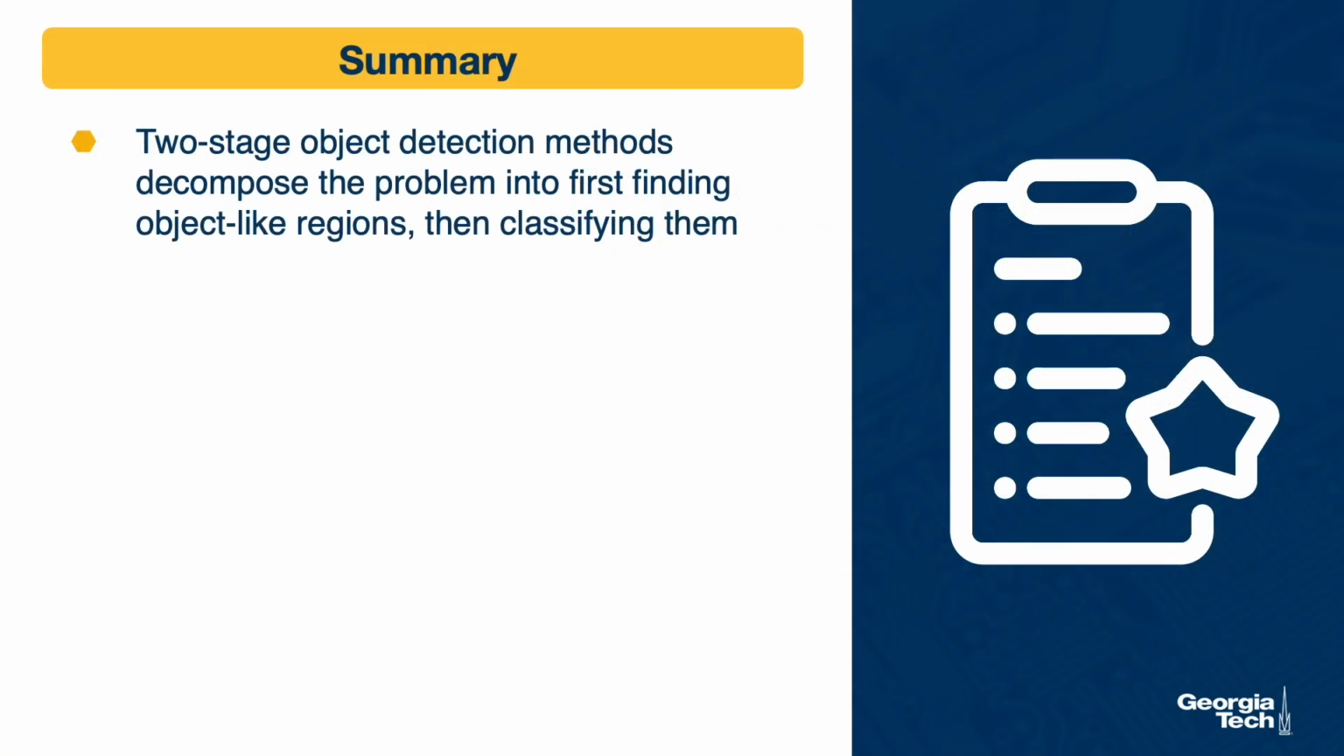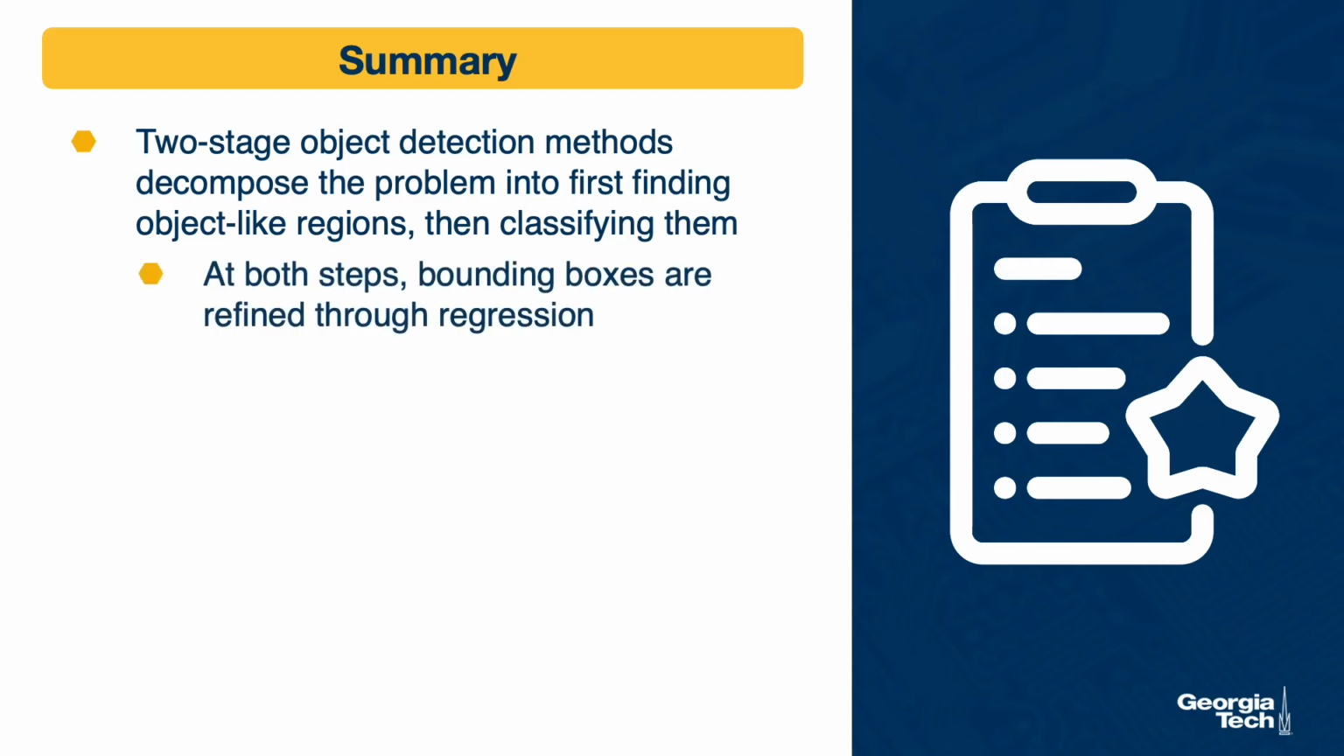In summary, two-stage object detection methods decompose the problem into first finding object-like regions and then classifying them. At both steps, bounding boxes are refined through regression. And so for Faster RCNN and other variants where the region proposal network is also learned, we will have at least 4 losses: classification loss for objectness and then a bounding box regression at the region proposal network. And these candidates that are highly scored will then be fed through the classification part, which will again output classification, but in this case across the categories, and then another regression to further refine the bounding box.